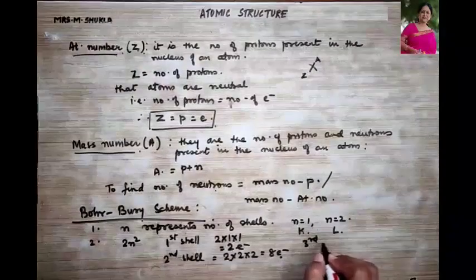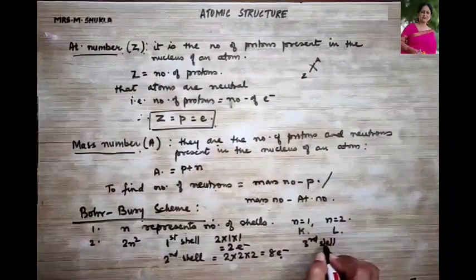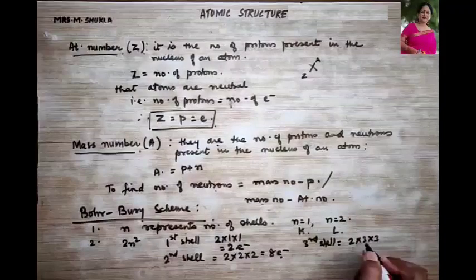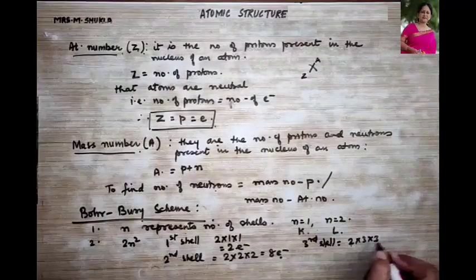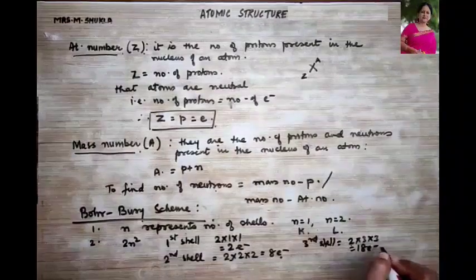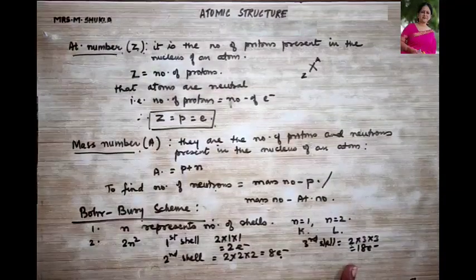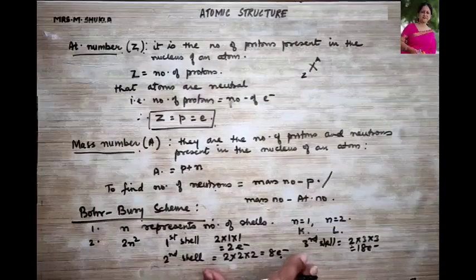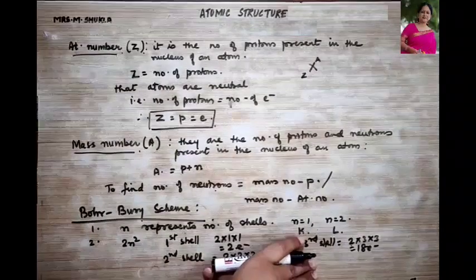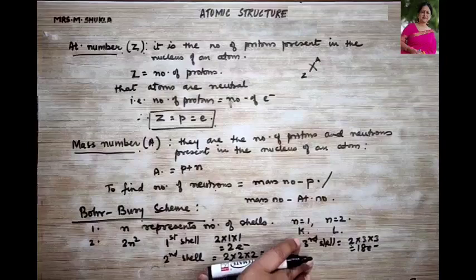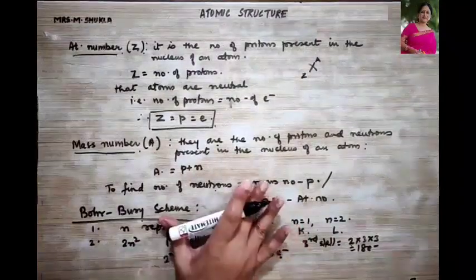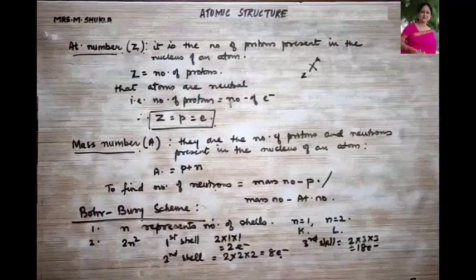Let's find out in the third shell how many electrons are found. So 2 into 3 into 3. This is 3 twos are 6, 6 threes are 18. 18 electrons are distributed in the third shell and so on. So on the basis of this scheme, let us discuss the electronic configuration in the atoms with the mass number and the atomic numbers given to us.